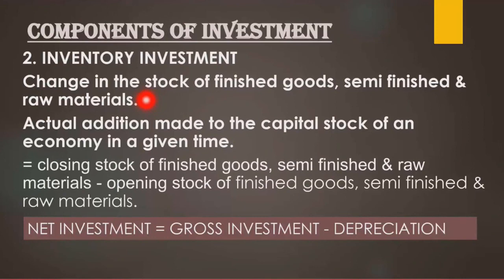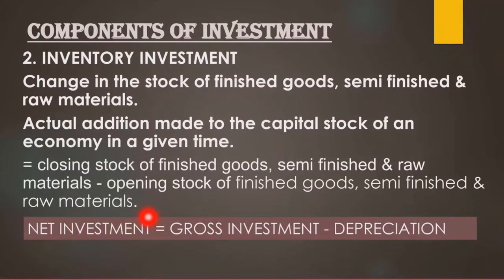So what will be the formula for this? Again, closing minus opening. For that, you take the closing stock of the finished goods, raw material and semi-finished goods and get the difference with the opening. So you will get the inventory investment which is done in this accounting year. Here you can see we always take the gross investment for this calculation. And when we deduct the depreciation from the gross investment, you will get the net value.